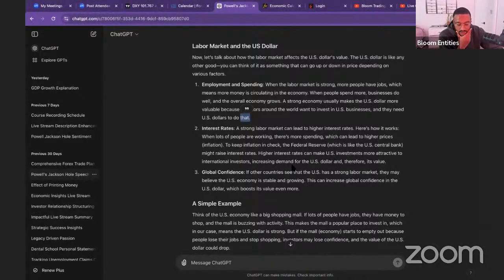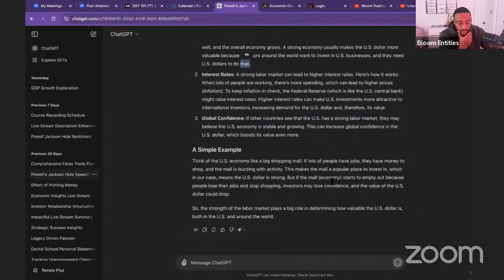Global confidence. Other countries see that the US has a strong labor market. They may believe the US economy is stable and growing. This can increase global confidence in the US dollar, which boosts its value even more.